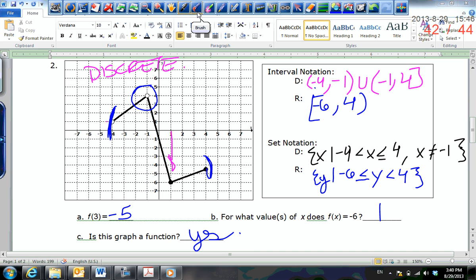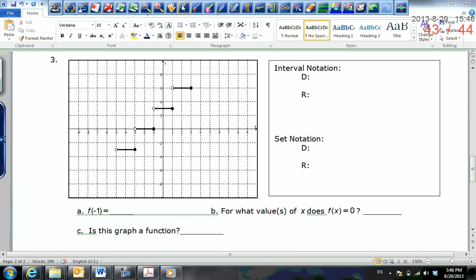Okay, try number 3 while I'm waiting on a couple people to finish writing this down. What else you get? Should we connect the dots? So, how do we do this? But it would be the same thing, right? For domain, you would go from.